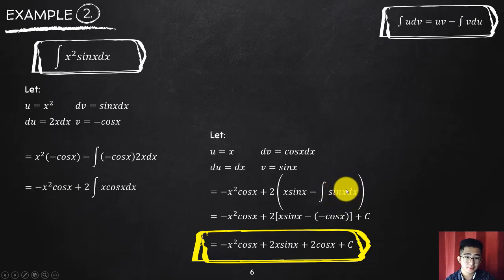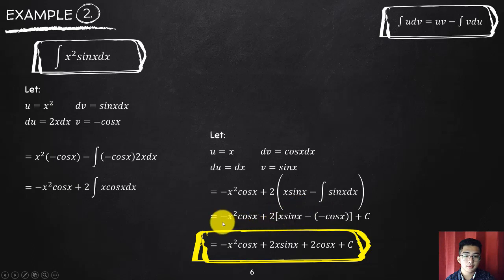What's the integral of sine x dx? That is negative cosine x. This is already okay. There's no longer any integral sign here. So don't forget the 2, and then x sine x minus cosine x. This becomes positive. Multiply by 2, distributing it to the terms.